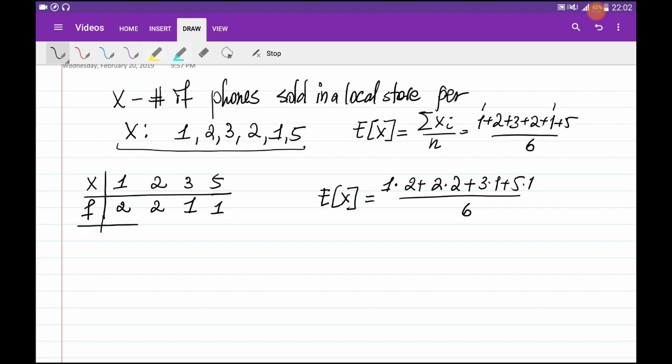So at the same time we can calculate the expectation using the probabilities. We can get the probabilities using the frequency table by dividing each frequency by the total number of the frequencies. So basically the probability of getting 1 is 2 over 6, probability of getting 2 is 2 over 6, then 1 over 6, and 1 over 6. So basically this part of the table is called the probability distribution.